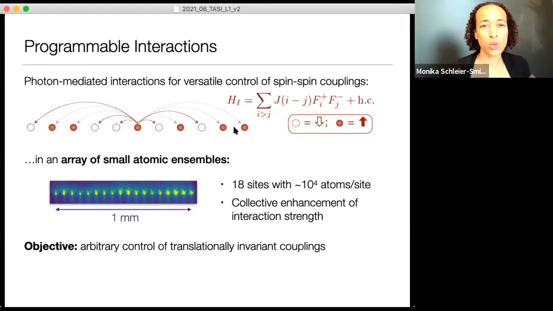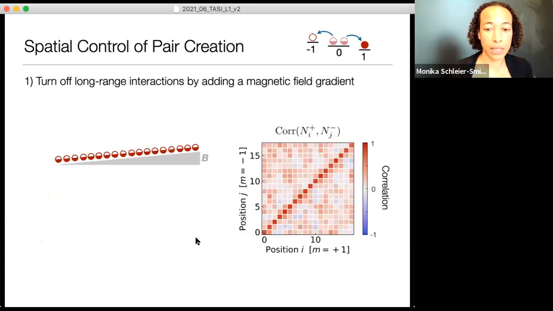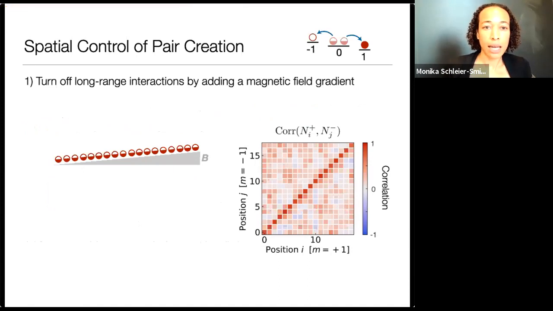And once you can do that, it's also easy to do things like maybe add disorder if you want, to make things richer. But we'll try to control the couplings versus distance. So the basic idea for how we do this is that first we turn off the long-range part of the interactions by adding a magnetic field gradient.